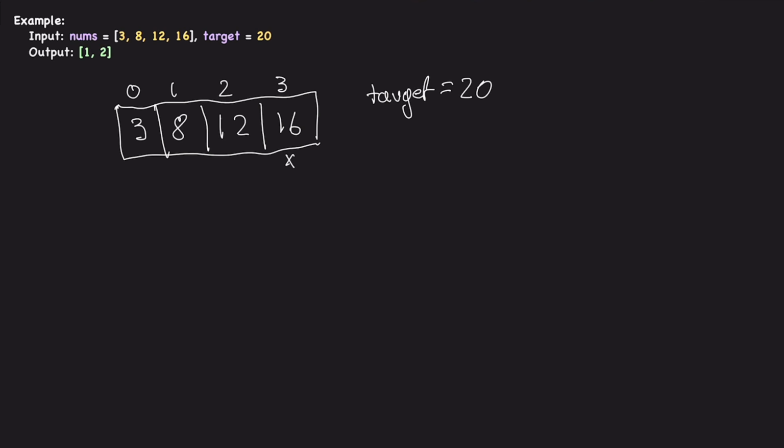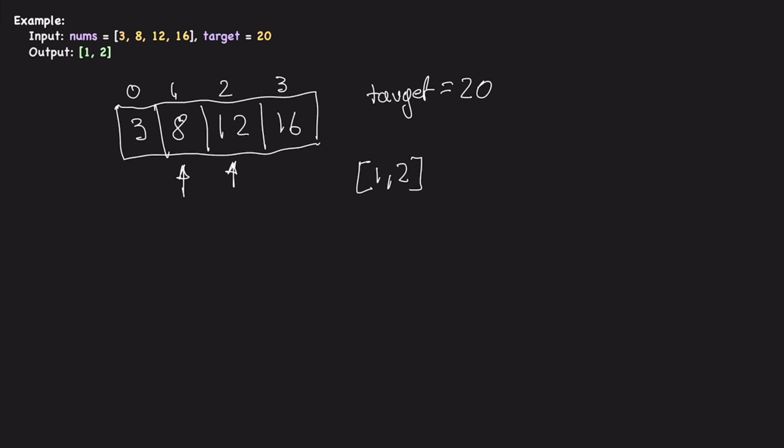We would try the next number after 3, which is 8. And we don't have to check the past element because we already checked 3 and 8. So there is no point in checking 8 and 3. But we would check all the elements with indices greater than the current one, so greater than 1. In this case, we would try first 8 plus 12, and fortunately 8 plus 12 is 20, so we just found our solution, and we would again return 1 and 2, or 2 and 1, doesn't matter.